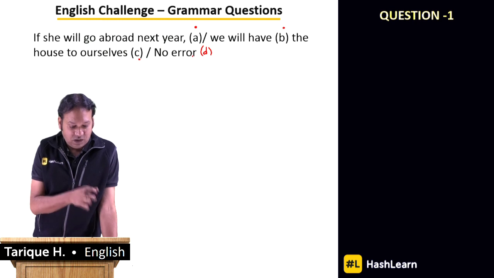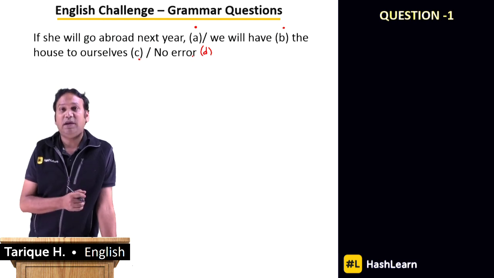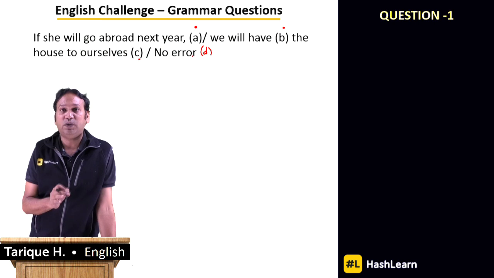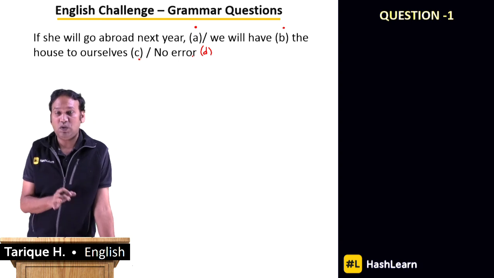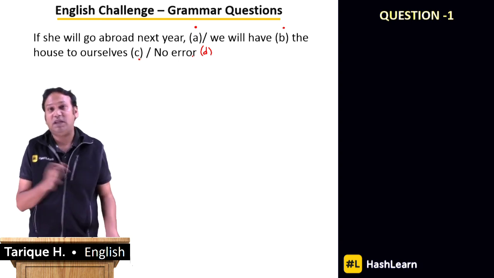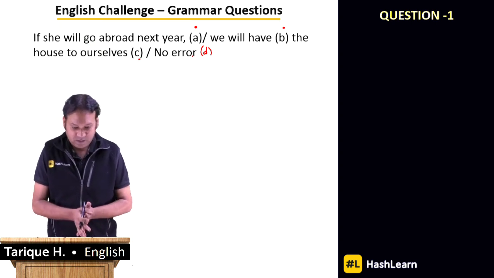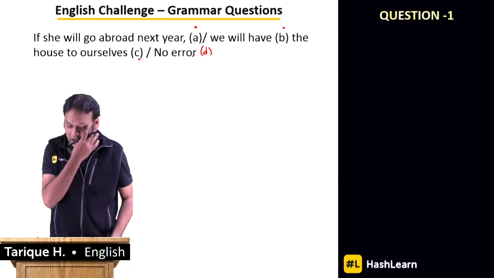The question is, if she will go abroad next year, we will have the house to ourselves. So is the answer A, B or C? What will be the right answer for this question? Which part of the sentence is grammatically incorrect? So use the basic rules of grammar that you have seen in our previous classes, and using that, tell the answer for this question. Okay, so let's see the answer for this question.